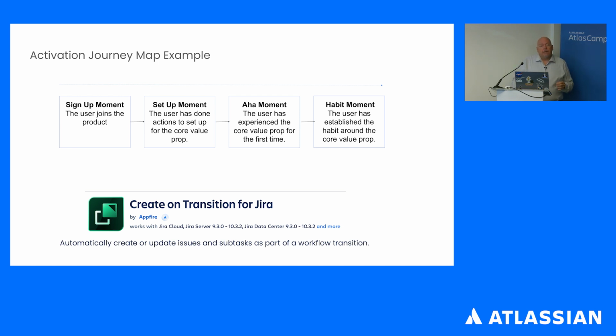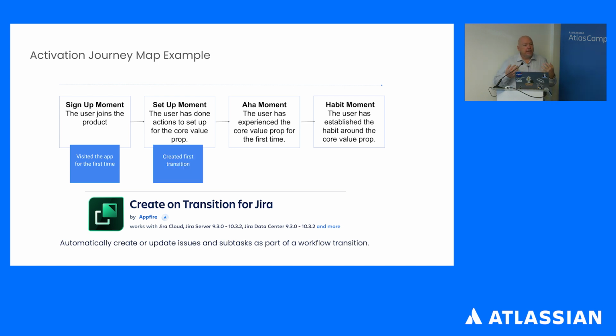So the sign up moment for Create on Transition, you may hear me call it COT, we call it internally. Typically with Create on Transition, they hit the Getting Started page inside the app. That is the first place we examine. They've gotten past the marketplace, they've started the trial, they've installed it. The first place we can actually start monitoring what a user is doing, Getting Started page.